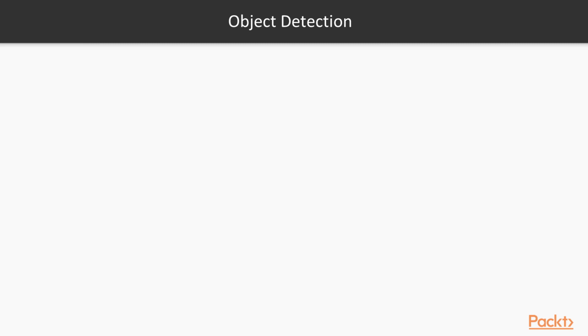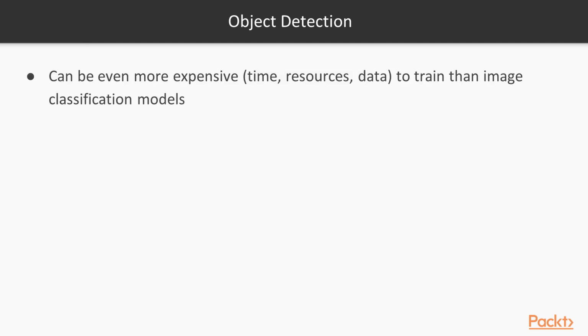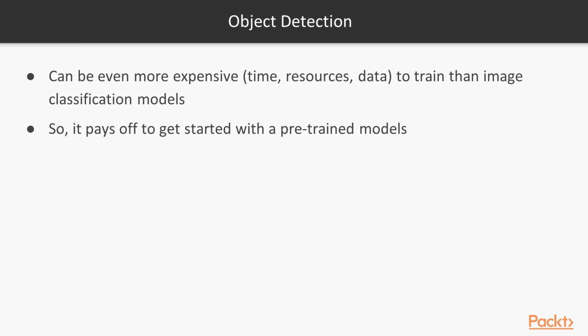But there's a catch. Because it's a more complex problem, it can be even more expensive to train object detection models than image classification models. In this case, it pays off to get started with pre-trained models. This is even more important than with image classification models, because you need more time, more resources and more data to train a decent object detection system.